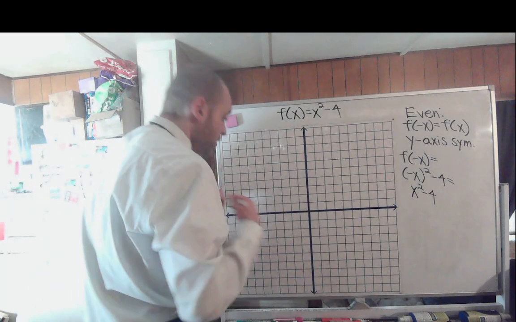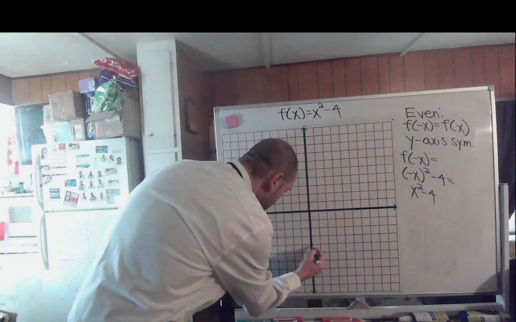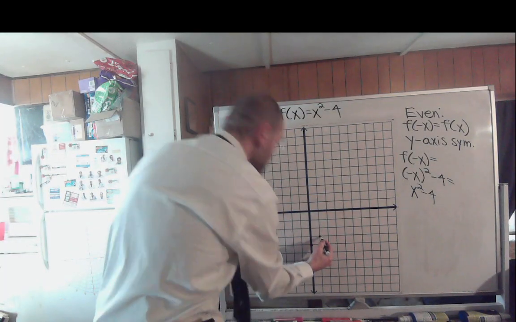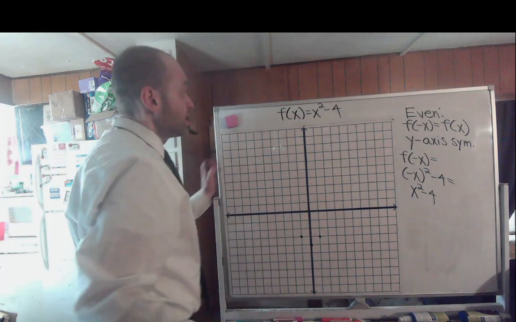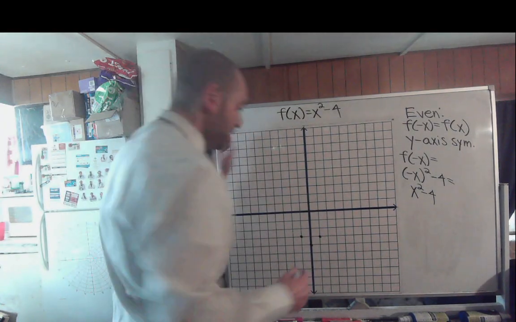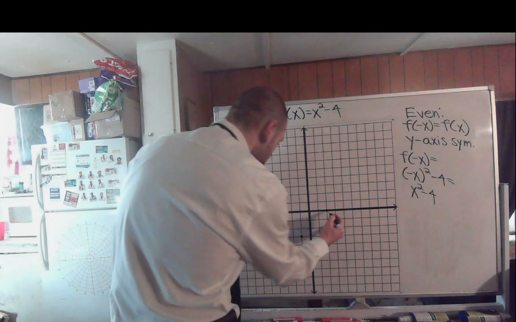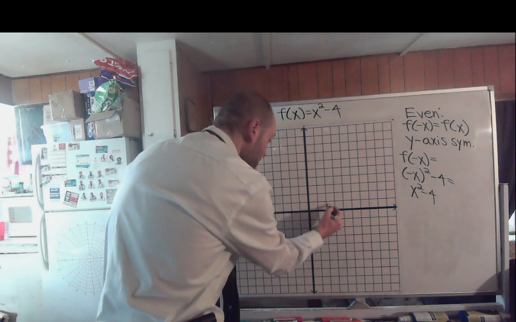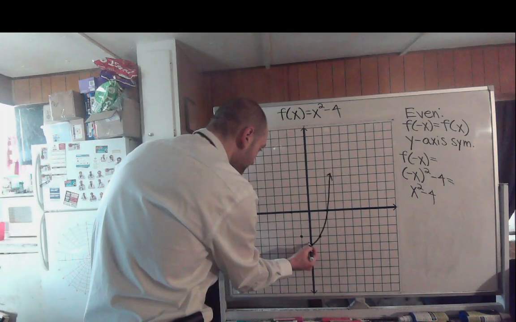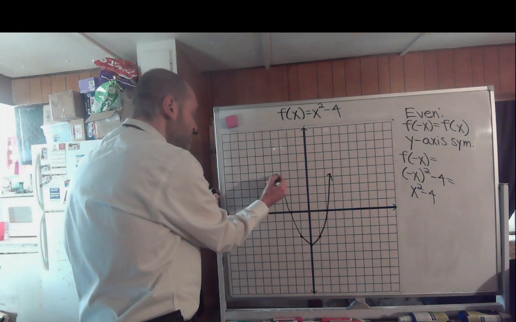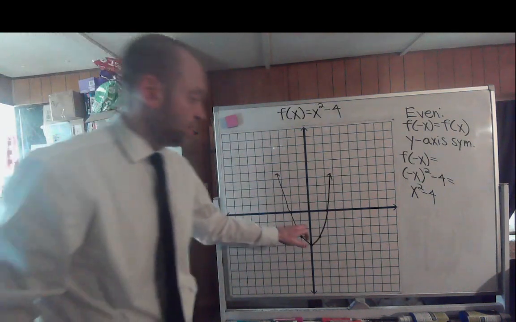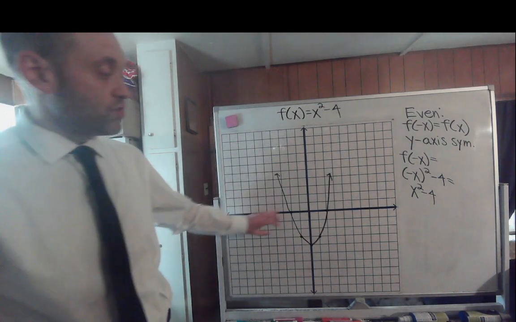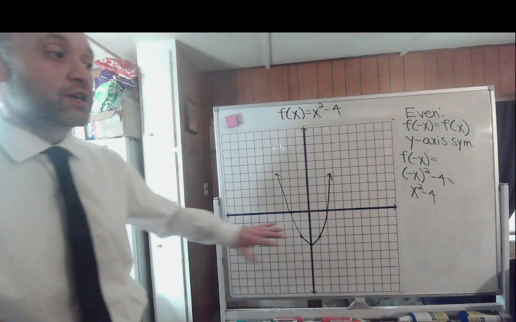If I put in 0, I'll get negative 4 for my y. If I put in 1, I'll end up getting negative 3, and it'd be the same if I put in negative 1. If I put in x equals 2, I get 4 minus 4, which is 0. The same if I put in negative 2 for x. In fact, it's just going to keep going and going in both directions. So look how nice and symmetric this is with the y-axis. So this graphically is what you're looking for a function to be even.